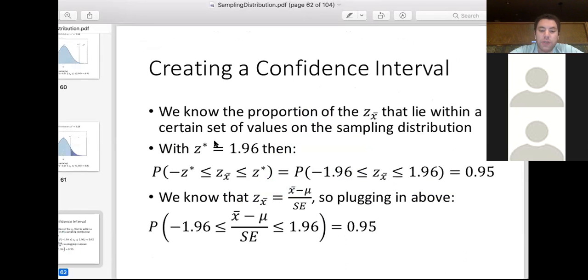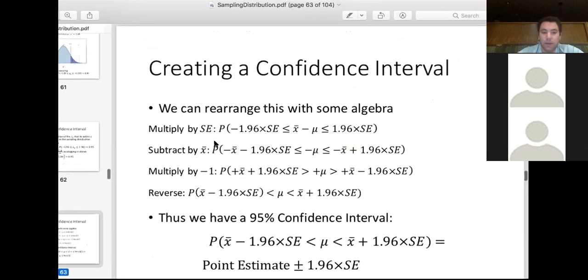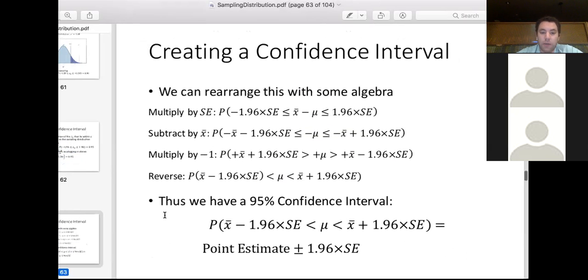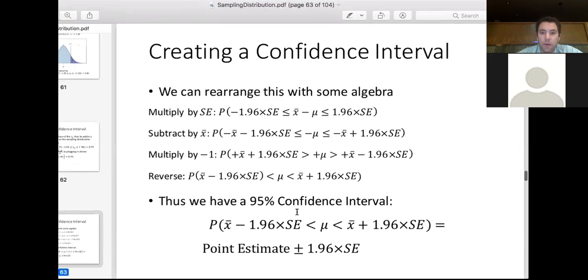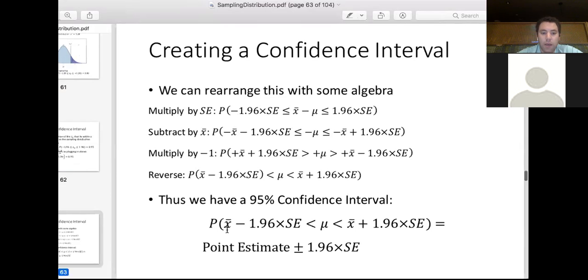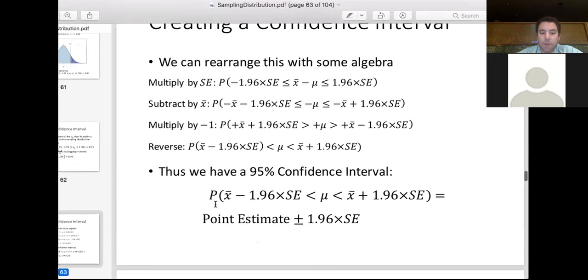So in this case, we can just plug in those z critical values, those z stars, into the formula to calculate our confidence interval. And by using some algebra, we have here a confidence interval of the probability that you have X bar. So basically you have the point estimate plus minus 1.96 times your standard error is the formula for calculating a 95% confidence interval.